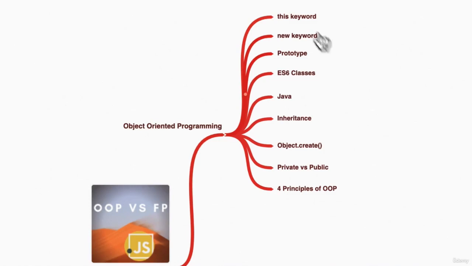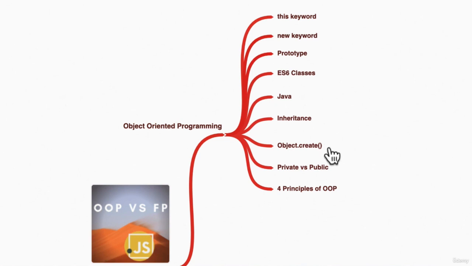But in this section, we learned some really interesting things. We learned about the this keyword, the new keyword. We learned all about prototypes, but also how we can simplify things using ES6 classes. We learned about languages that are class-based, like Java and C++. But we also learned how JavaScript can become a language that works with classes. Although it uses prototypal inheritance, it can still create classes and act like an object-oriented paradigm.